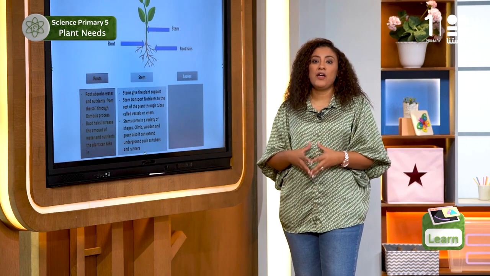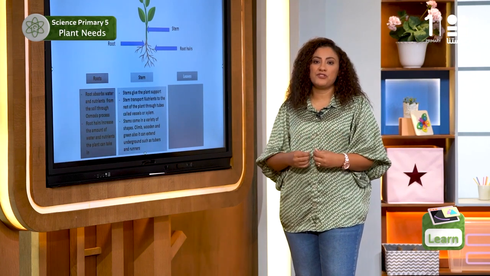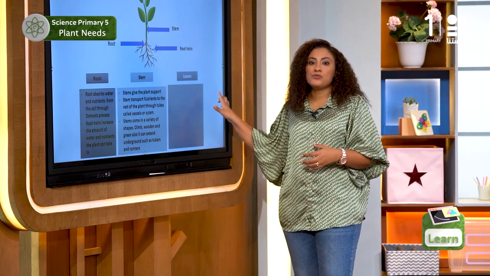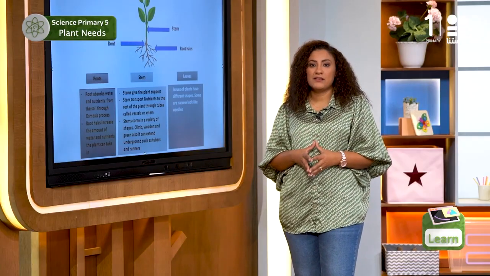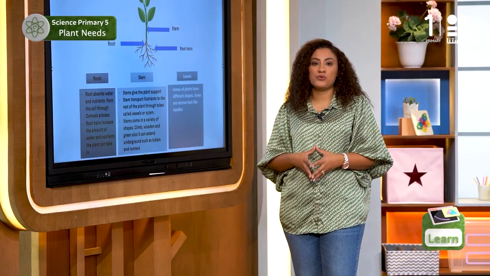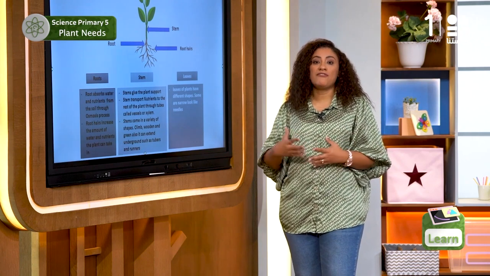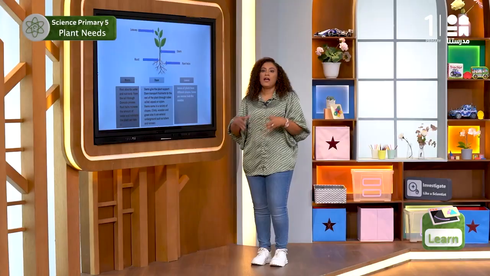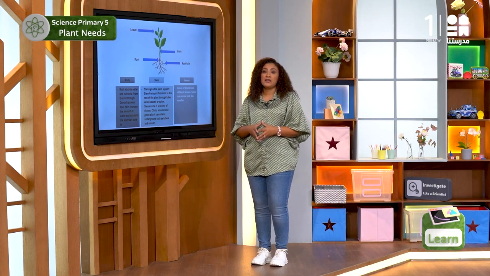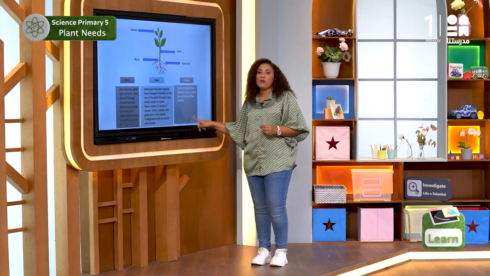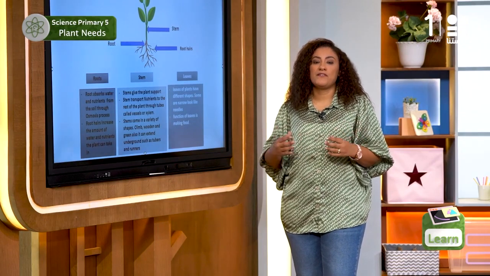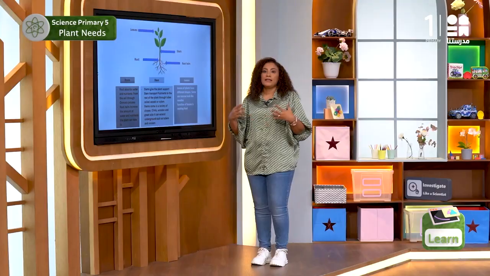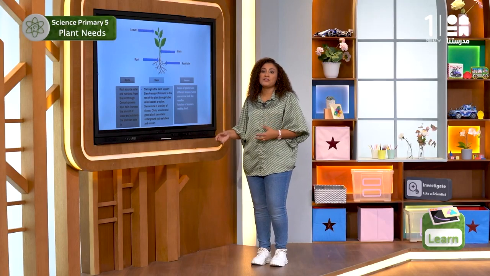I saw in the video that the leaves of the plants have different shapes. There are two kinds of leaves. Some are narrow and look like a needle, like those on pine trees. Other leaves are flat and much wider, and the most important function of the leaves is making food for all plants. Leaves also have tubes running through them. They are called xylem. It helps carry water and nutrients to the leaves.